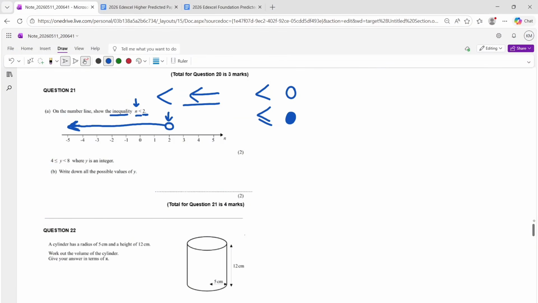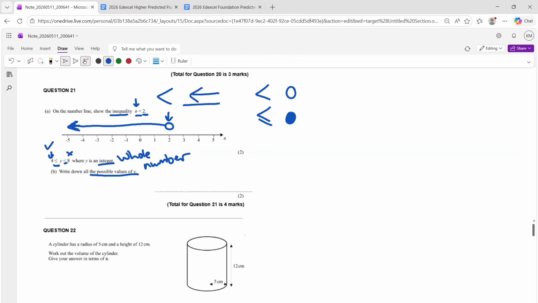Okay, next one. It says y is greater than or equal to 4, and y is less than 8. It tells me y is an integer. This is a whole number. So I've got to write down all the possible values of y. Because this one's got a line underneath, that means 4 is included. This one does not have a line underneath, so it means it's less than 8 but doesn't include 8.